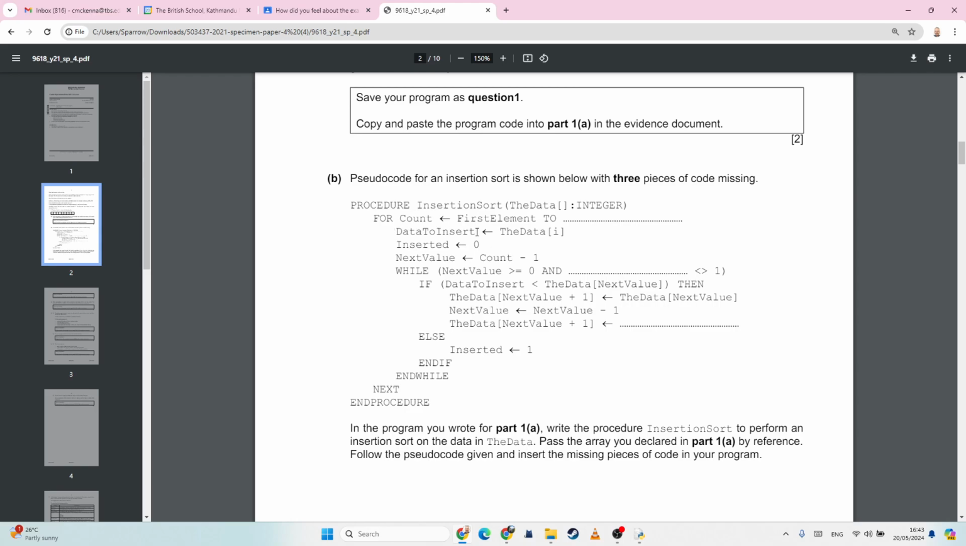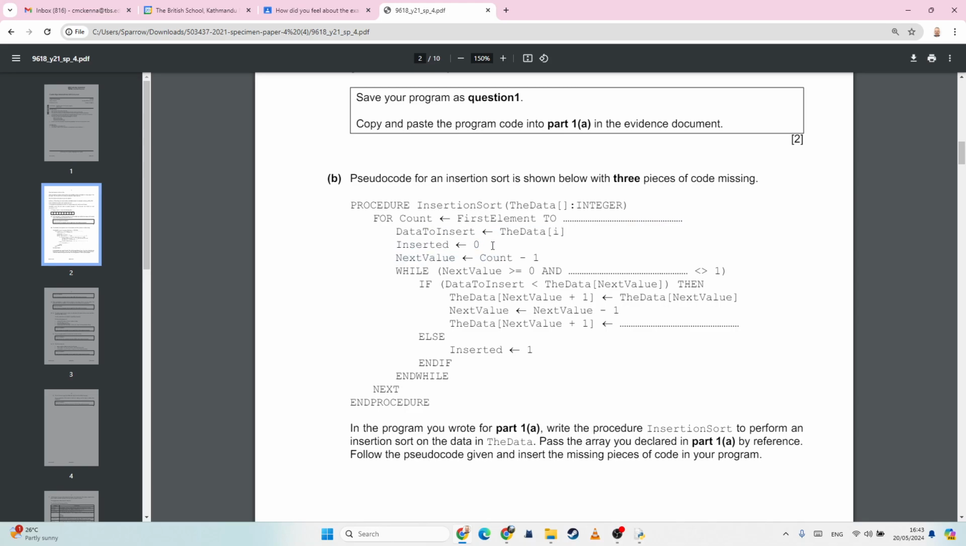Then our next line, data to insert, we're going to insert the data at I. Okay, thank you, CIE. You have made yet another mistake. So I think we suspect that this should be the count and not the data at I, because we don't have an I variable, so where is I coming from? We don't know. All right, so let's go from the first element to the end of the array. And then we're going to insert the data there.